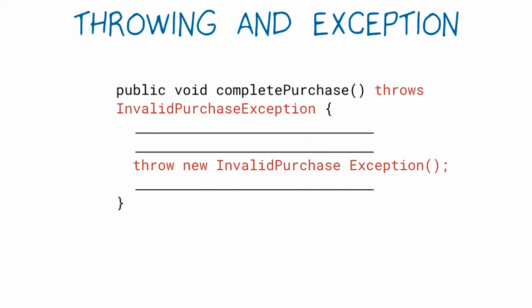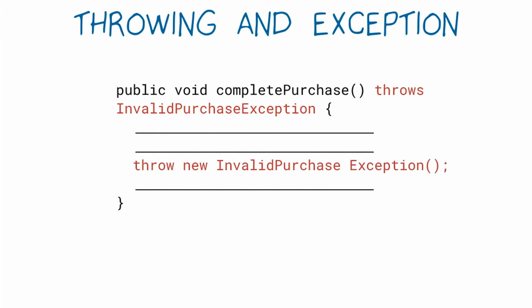So how do you do this in Java code? There are two distinctions that I'd like you to pay attention to. Number one, anywhere in your Java code where you want to cause or invoke an exception, you use the keyword throw, like in this example here, where we want to throw an invalid purchase exception because we detected that something went wrong within our complete purchase method.